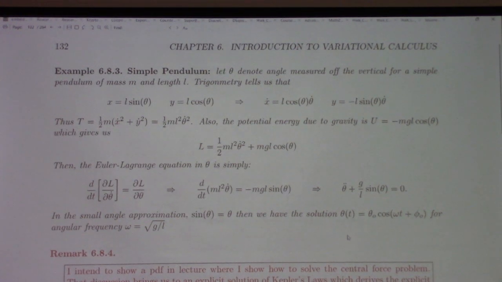Let me spend the rest of the class time on a famous problem in physics. This is the problem of central force. What is a central force?